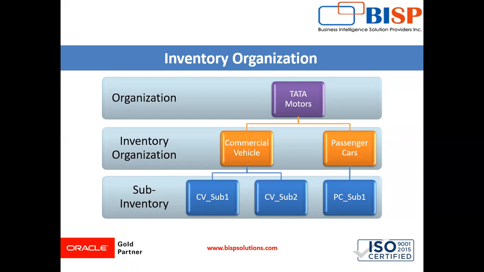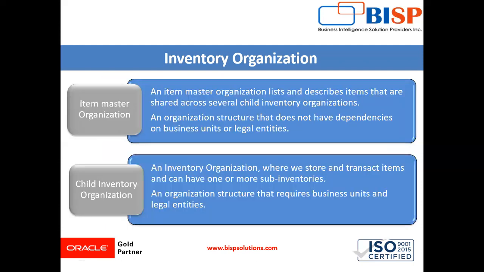We define the commercial vehicle name in the commercial vehicle inventory organization, and maybe you give the same name for two different items. So how do we distinguish the items? To avoid this item duplication, the item master organization feature comes into the picture. The item master organization describes the items and the list of items that are shared across the several child inventory organizations. So you can define the item in the item master organization.